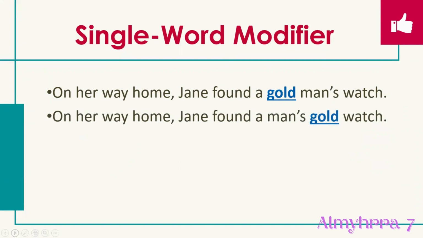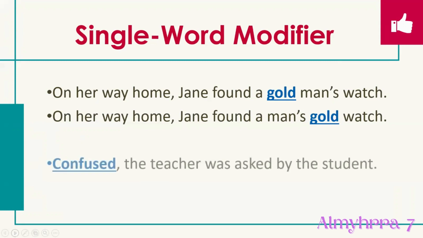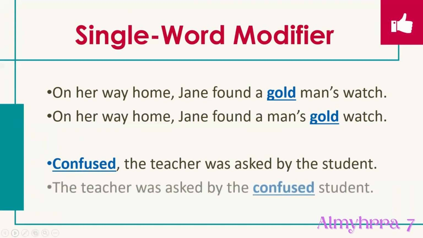For number 2, we have here gold is placed before the noun watch. Gold here would refer to the watch, which means that the watch is made of gold. Another one, confused, the teacher was asked by the student. Or the teacher was asked by the confused student.